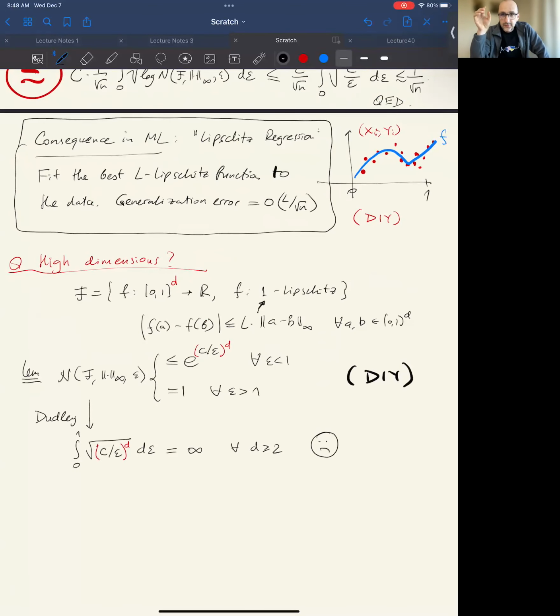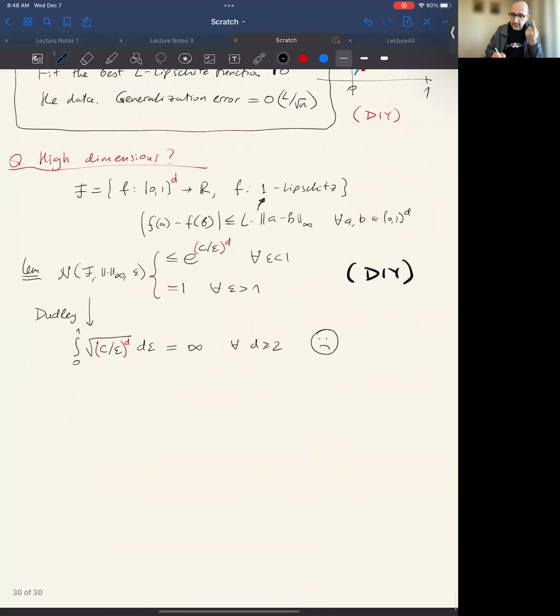There are two ways to go around this. One is to just say, okay, Dudley is too bad. Stop, and just abandon this whole idea. The other approach is to dig a little deeper. What goes wrong here? Something goes wrong around 0. So it is for small epsilon that we have a problem. Let's remember the idea, the proof of Dudley. And what happens for small epsilon?